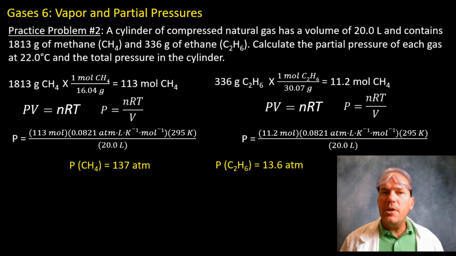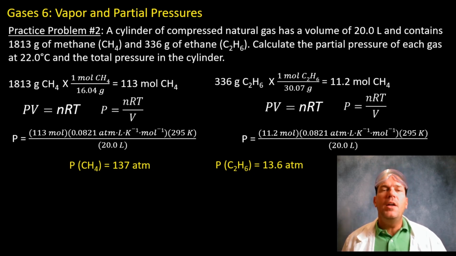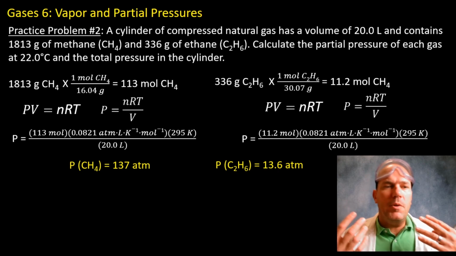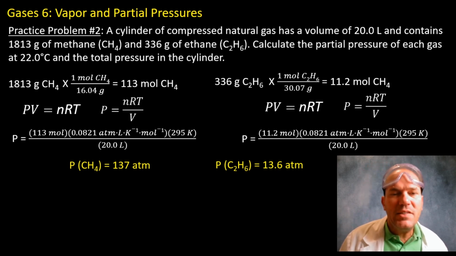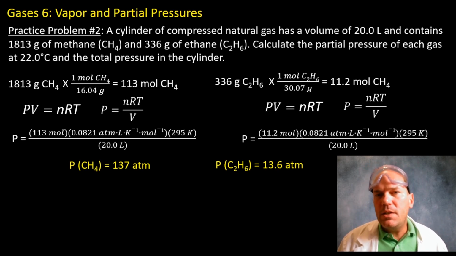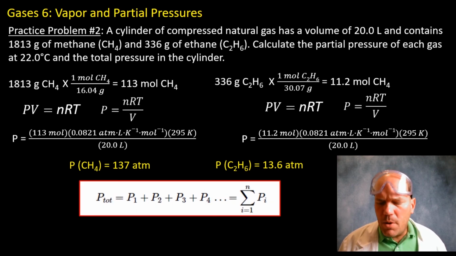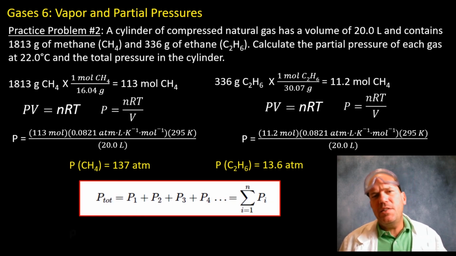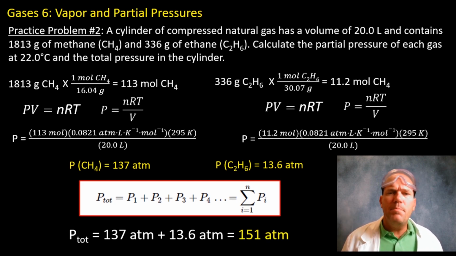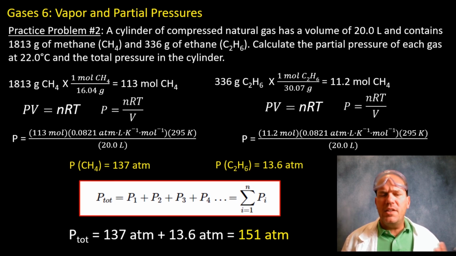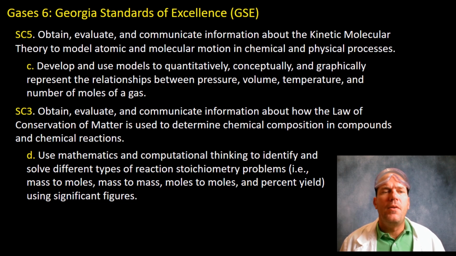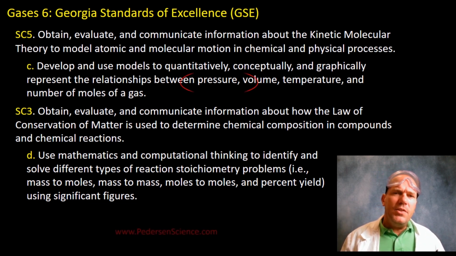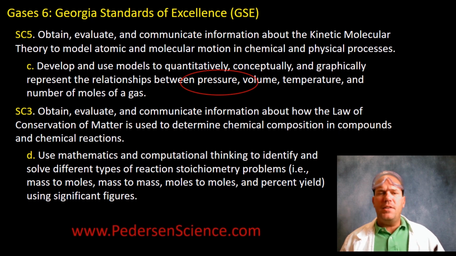So this one, a little different. We had some more variables. We had to use the ideal gas law. We had to use the fact that we were given grams, so we had to do a one-step mole conversion using the molar mass. And now what we need to do is apply Dalton's law of partial pressure by summing the partial pressures of the component gases to get our total pressure in the cylinder is equal to 151 atmospheres.